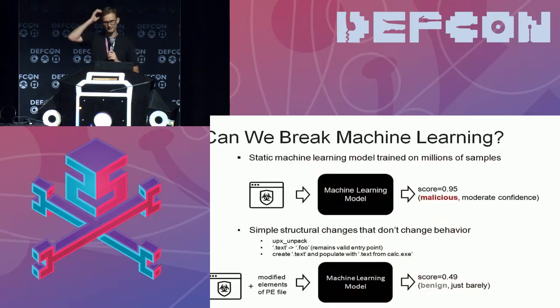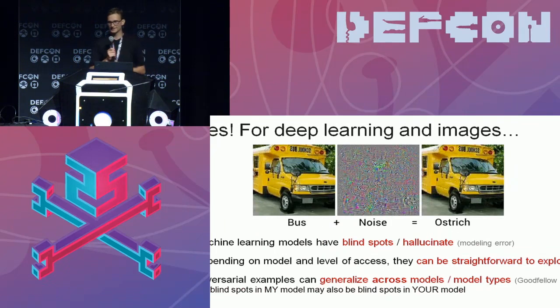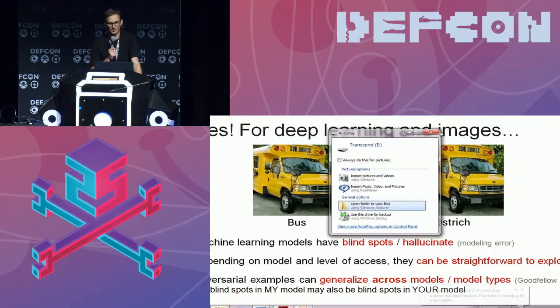So can we break machine learning? Well, the short answer is yes, we can. But the idea for Windows PE is that we like to input a file that our model knows is malicious with high confidence and make a few subtle changes to the bytes on disk, modifying elements that don't break the PE file format or don't break the behavior of the malware, and then trick our model into thinking that's benign. So it's actually become quite fashionable to break machine learning in recent years.